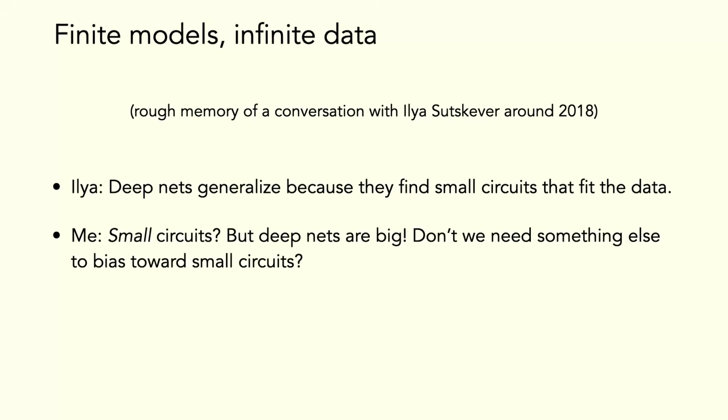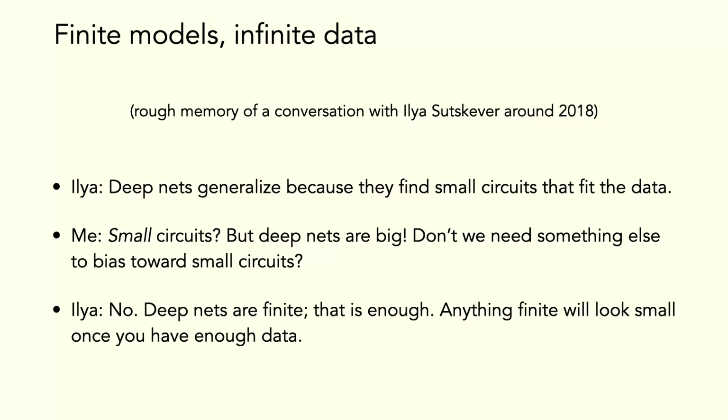And so at the time, I didn't quite get it. I was like, small circuits, what are you talking about? Deep nets are huge. Don't we need all of these inductive biases and regularizers and simplicity biases? That seems critical to understanding deep learning, and we need to bake those in. We need to put those in our models, right? And he said, no, it's okay. Deep nets are finite. That's enough. Finite is small. Anything finite will look small if you have enough data. And I think that was a deep insight and maybe led to some of the success that he's had. So I'll end there. Okay, thank you.